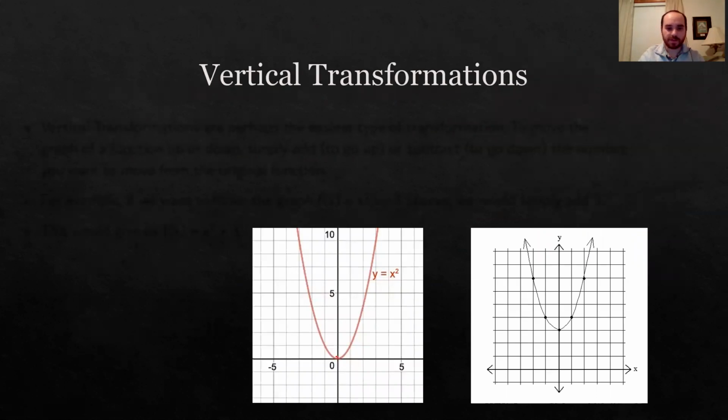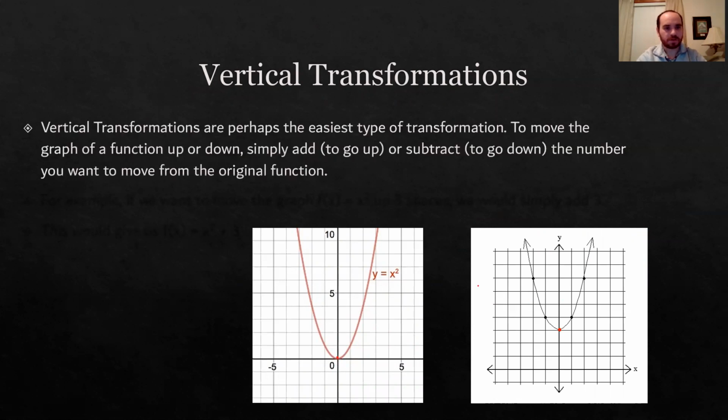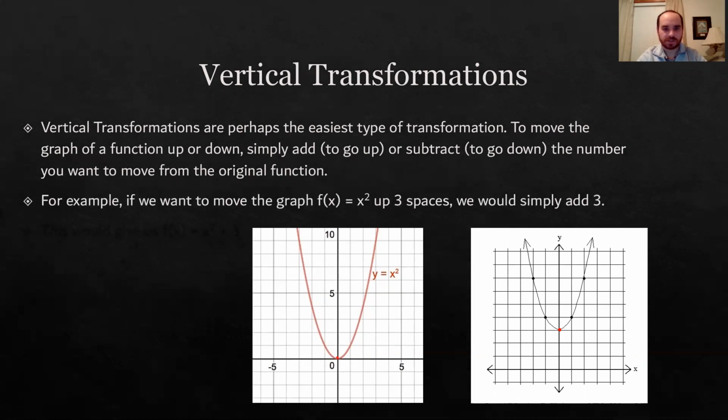Okay, so vertical transformations are the first ones we're going to look at. In this case, we've got a parent function here and we've moved it up to here. Vertical transformations are perhaps the easiest type of transformation. To move the graph of a function up or down, simply add to go up or subtract to go down the number you want from the original function. In this case, we want to move the graph of f of x equals x squared up 3 spaces. All we do is add 3. Then we have f of x equals x squared plus 3, and that gives us this graph here.